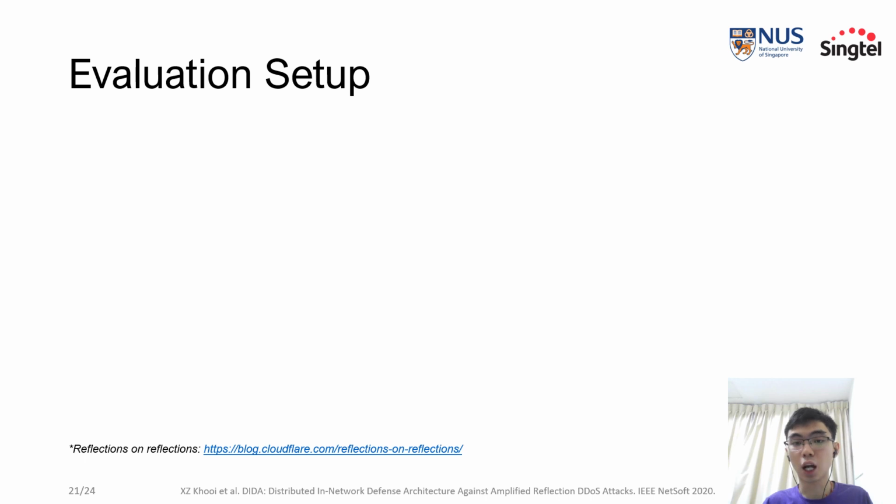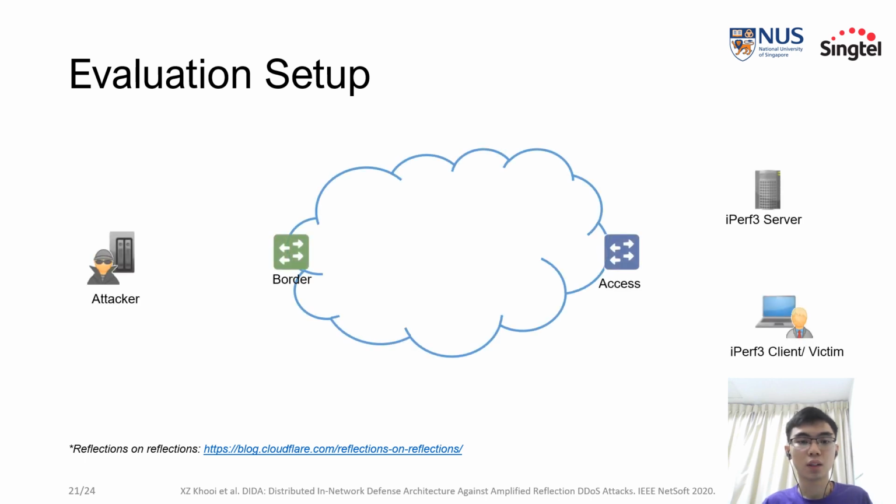Here, we look at our evaluation setup. We have a network with one border and access router. Behind the access, there will be an iPerf server and an iPerf client. The client will also act as the victim in this case. Outside of the border, which is outside of the network, there will be an attacker. Between the iPerf server and the iPerf client, there will be an iPerf session being established throughout the experiment.